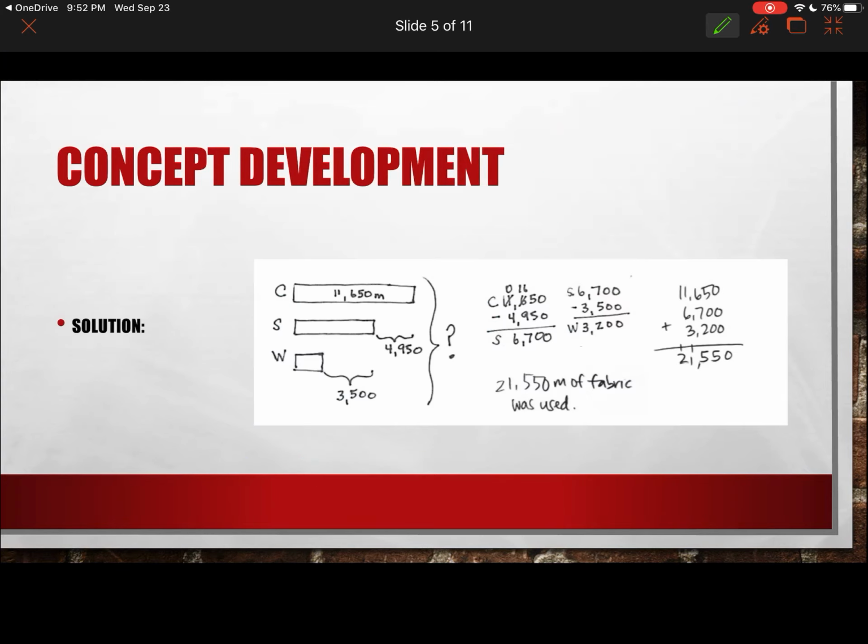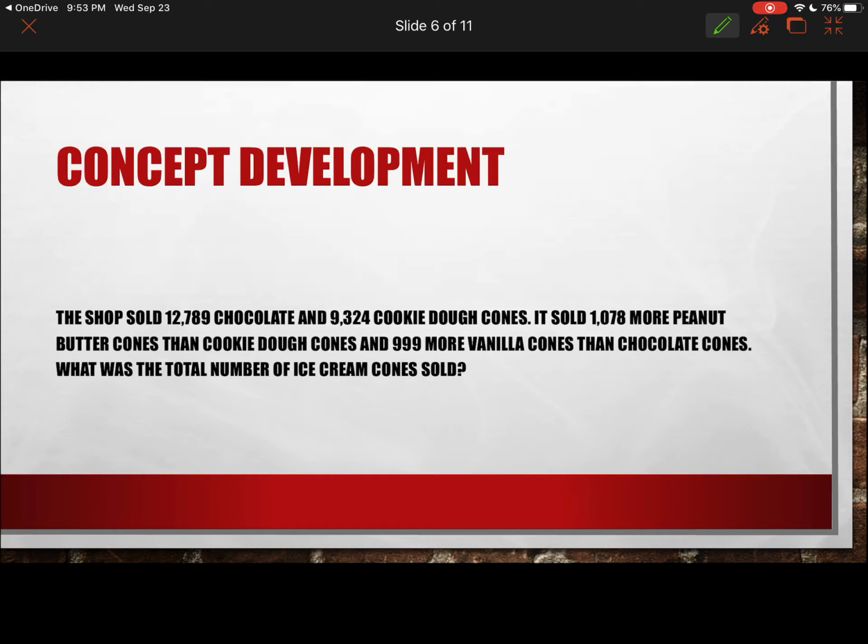All right, let's see if you got the right answer. When you add these three numbers together, you should get 21,550 meters of fabric in total. You can see here on the right-hand side what it looks like when we added those numbers together. And then you can see that we wrote our answer in a statement. All right, let's move on to the next example.